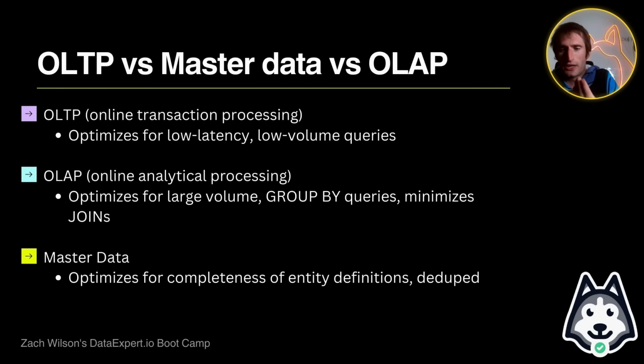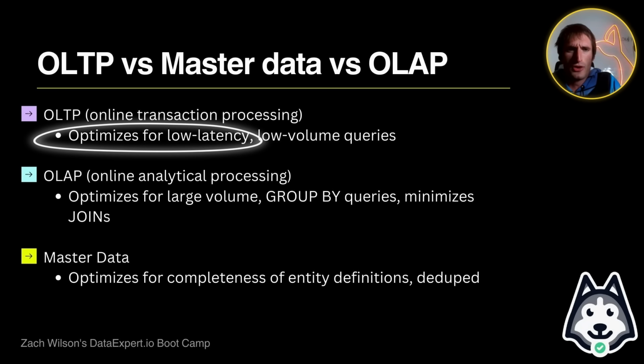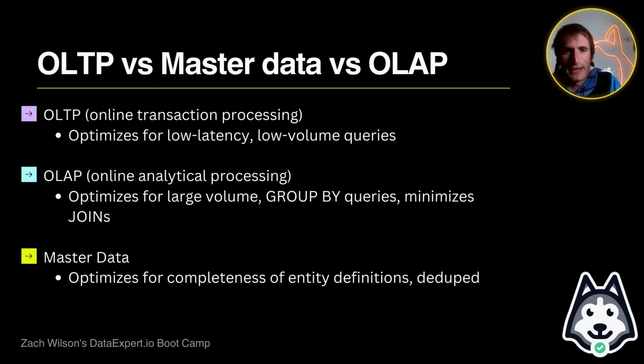But so in here we have OLTP versus master data versus OLAP, right? These are going to be the three different ways that you can model your data, with OLTP being optimized for when you want to look at one user's data or update one user's data. All the queries that hit an OLTP system have a where user ID equals 7, or some sort of filter on those users. You never sum or look at the entire data set. That's not the purpose of it.